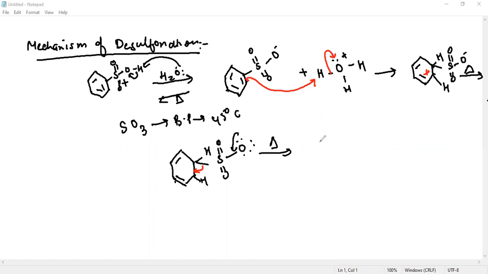When you heat it, what will happen? You will get rid of this carbon sulfur bond and this SO3 will be leaving and this one will come back as the double bond of the benzene. So thus you have the benzene ring here. So this is the mechanism for desulfonation of benzene.